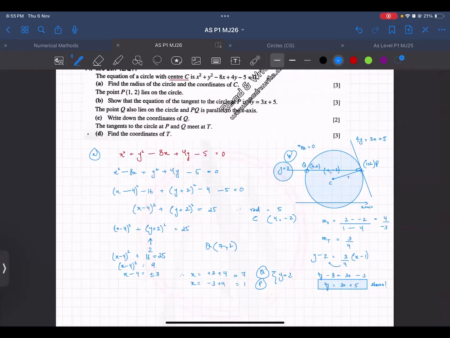Then the tangents to the circle at P and Q meet at T. This is the tangent at P, we can see that, and the tangent at Q will be like this, and they both meet at T. This is the point T. So we will have to find the equation of the tangent at Q as well. We already have the equation of the tangent at P. We will find the equation of the tangent at Q, and then we will simultaneously solve the two tangents and we will get the point of intersection.